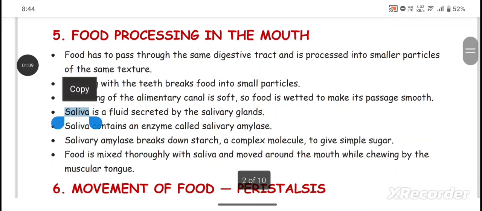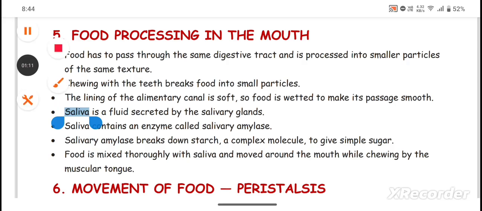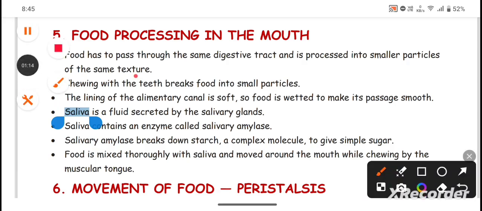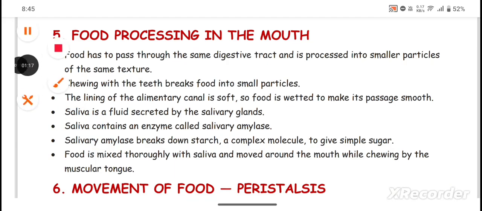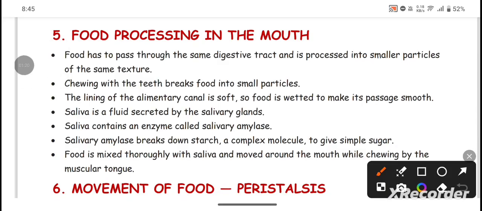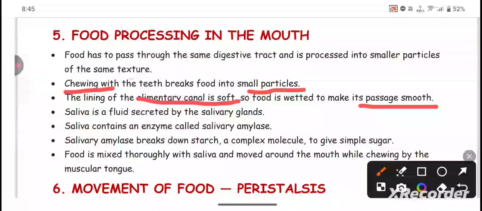So when you observe the food processing in the mouth, food has to pass through the same digestive tract and is processed into smaller particles of the same texture. Digestion starts in a mechanical mode, in which chewing of food is very important. Chewing with the teeth breaks food into small particles and makes the processing easier, and the lining of the alimentary canal is soft, so food is wetted to make its passage smooth.